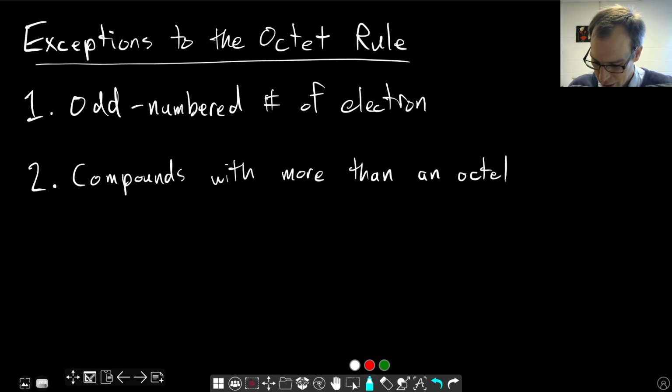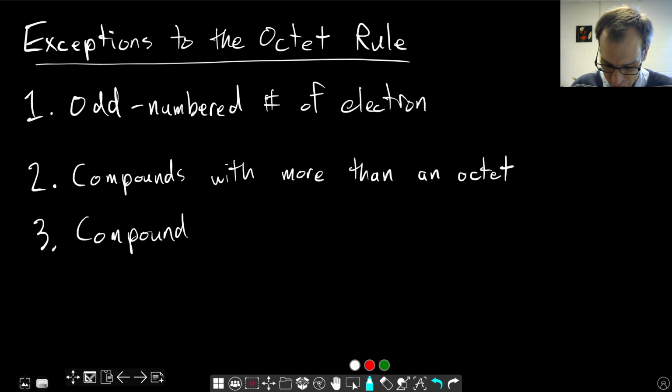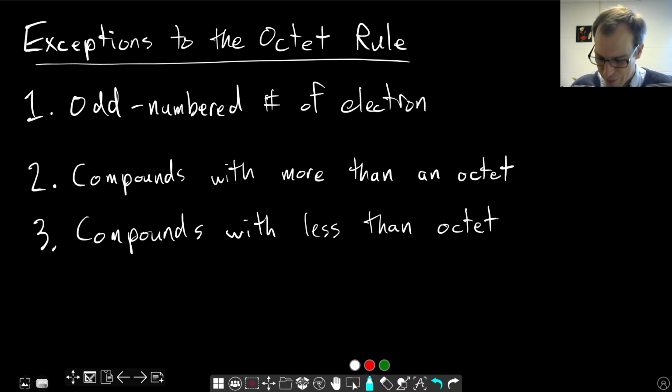And our third possibility, of course, is compounds with less than an octet, and not because they have an odd number of electrons. The less than octet molecules we'll see tend to fall in a pretty narrow range of specific elements that tend to do this. But compounds with more than an octet, this shows up with many more elements. So let's go ahead and start right into our first.